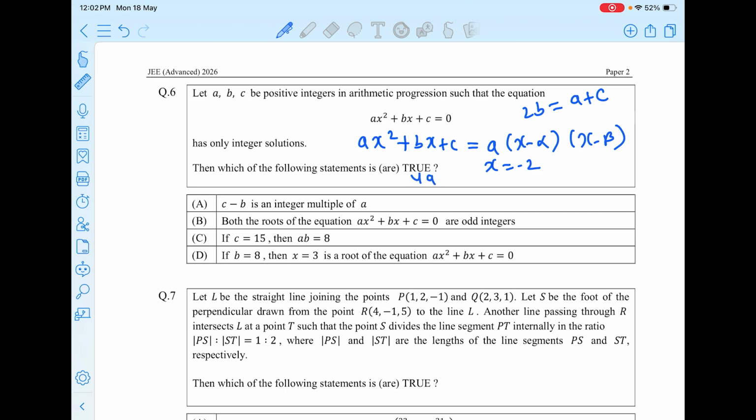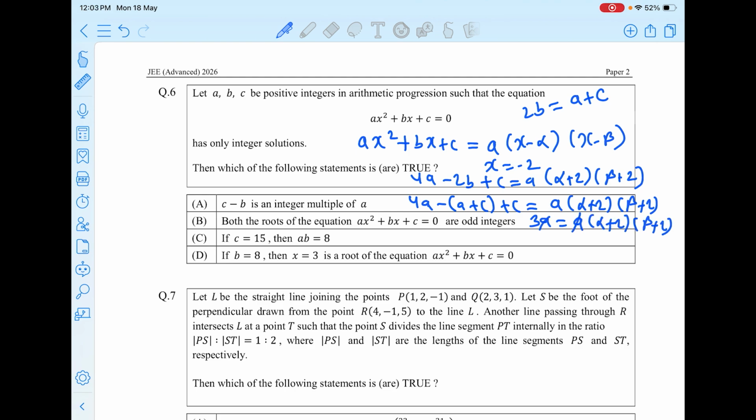Okay, so what will you get? 4a minus 2b plus c is equal to a times (alpha plus 2) and (beta plus 2). Sorry, alpha plus 2 and beta plus 2. Now 2b is equal to a plus c, so 4a plus c is equal to a times (alpha plus 2)(beta plus 2). So what will happen? c will get cancelled, so basically you will get 3a is equal to a times (alpha plus 2)(beta plus 2). So a cancelled, so 3 is equal to (alpha plus 2)(beta plus 2).